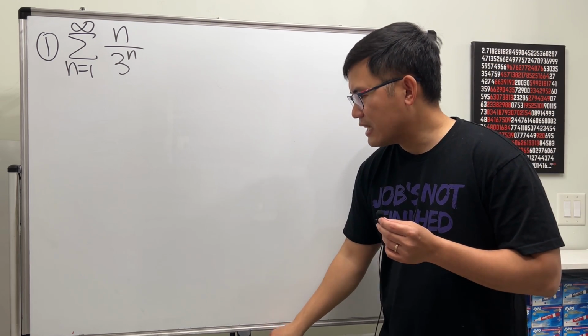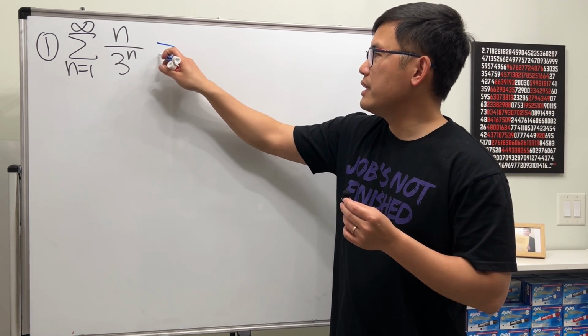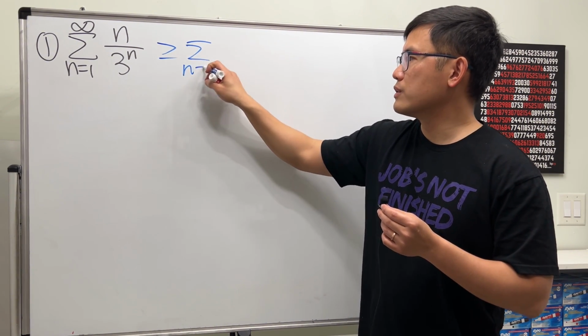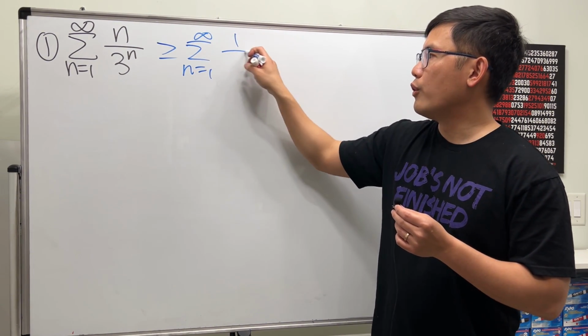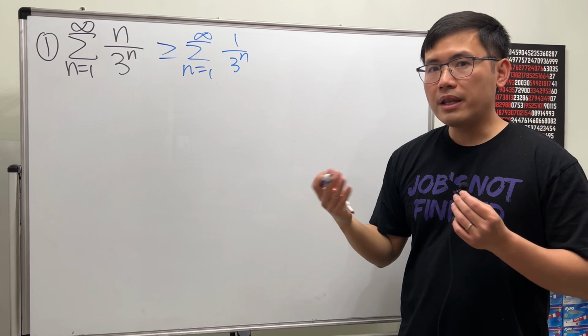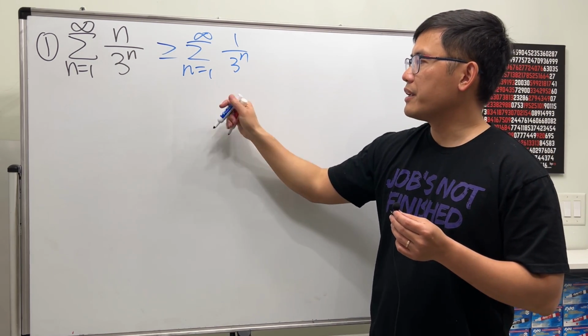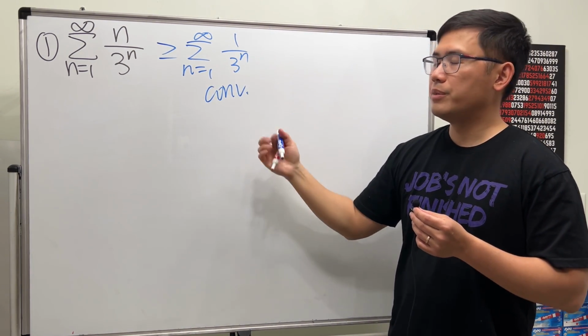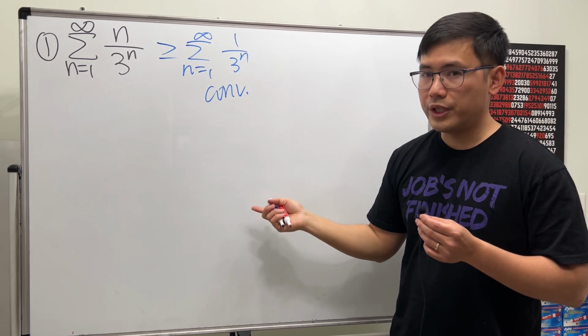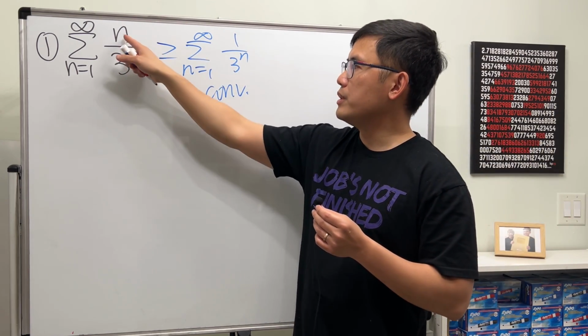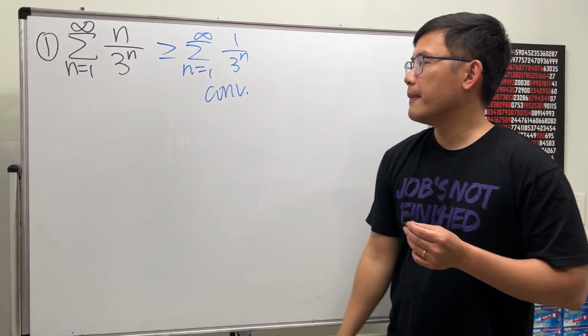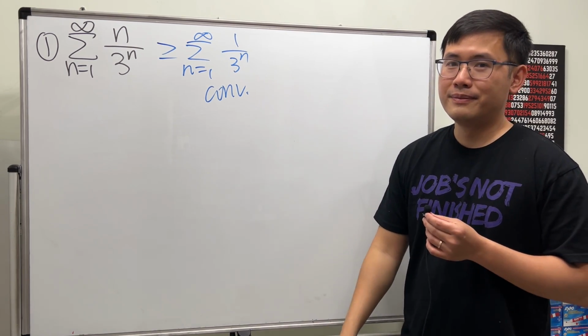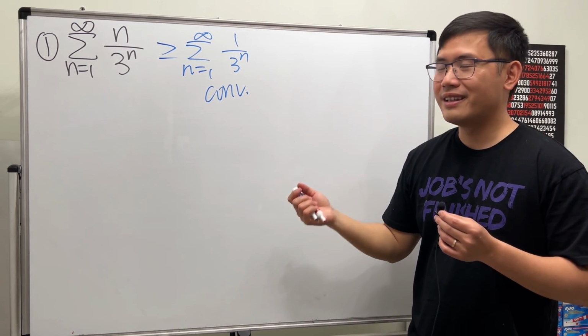And you can really say this right here is greater than or equal to the series as n goes from 1 to infinity of 1 over 3 to the n. But the problem with this is that this right here actually converges because the common ratio is 1 over 3. And this is greater than because n is greater than or equal to 1. Yeah? But the thing is, it does not help us to draw any conclusion.